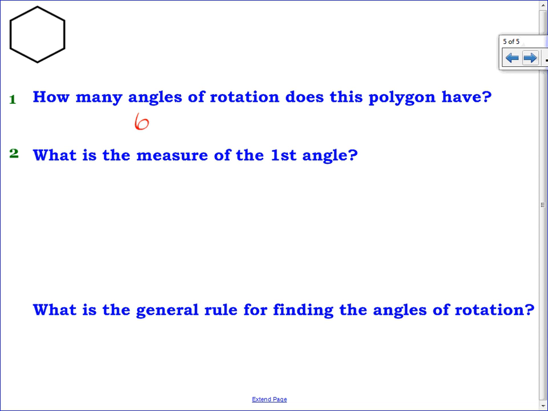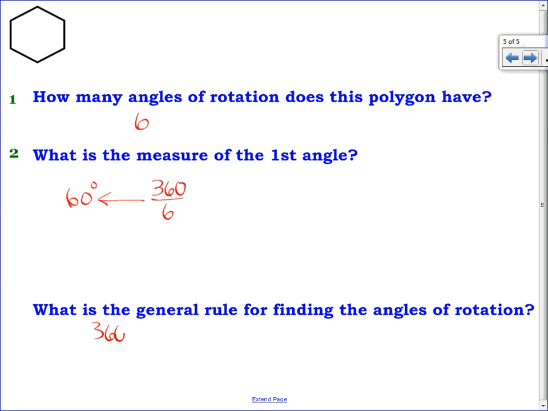How did you figure that out? 360 divided by 6 gives you that first angle. So what's the general rule going to be? Okay, we can do that.